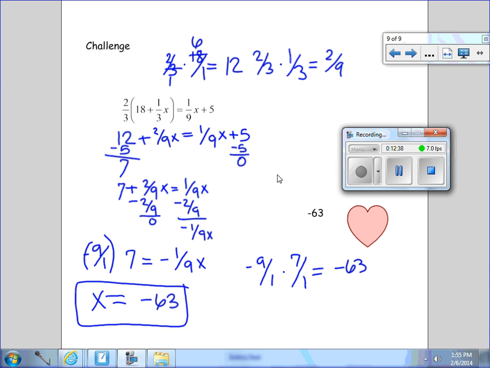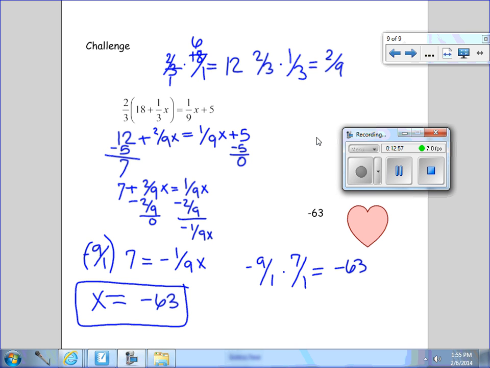In this challenge problem, we used the distributive property. We distributed 2/3 to everything inside the parentheses. 2/3 times 18, which is 12. 2/3 times 1/3 x, which is 2/9 x. And then we brought everything else down. It's equal to 1/9 x plus 5.